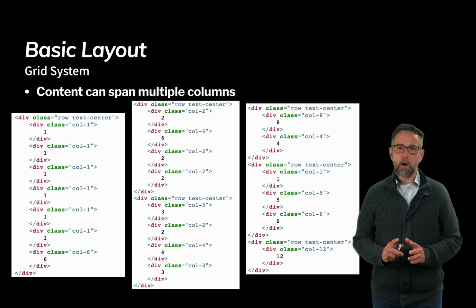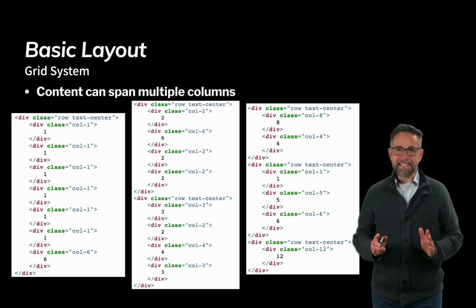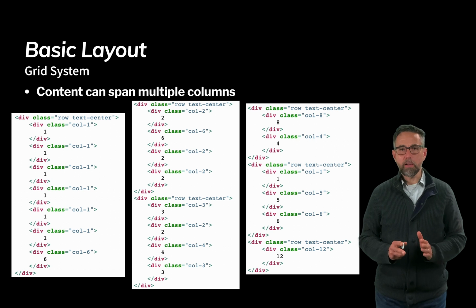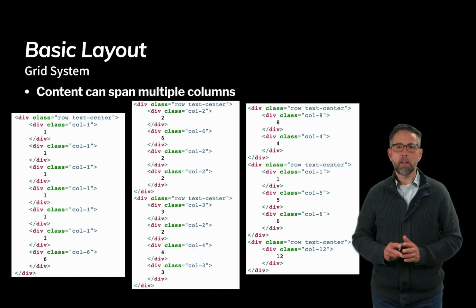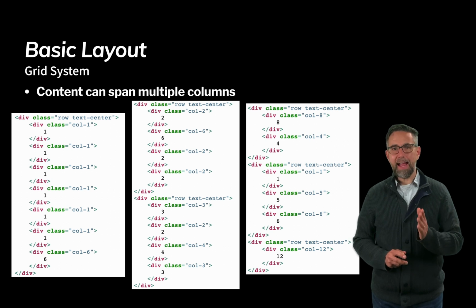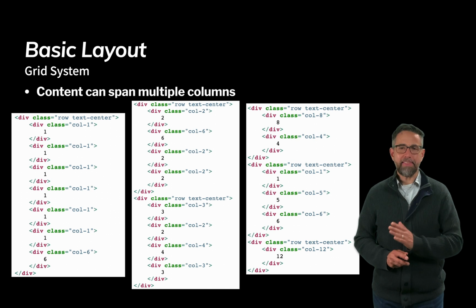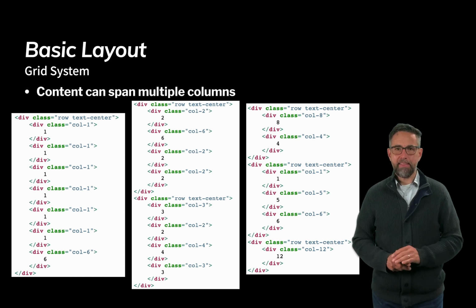In our second row, we're going to ask the first column to span 2, then 6, then 2, and then 2. Now our grid system is based on a 12-column system. And so in any one of our rows, if we're going to specify how many columns we want our content to span, we've got to make sure that they add up to 12. And I've done that in each case here.